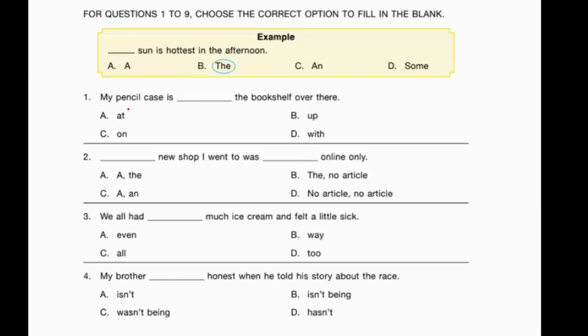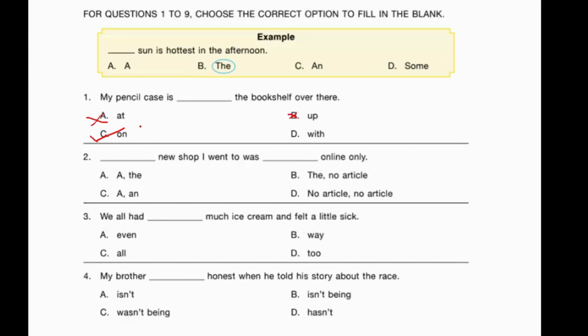Okay, but here it is just about the position. So we can't use this first option. And then coming to the next one, up. The pencil case cannot be up the up shelf, so this is also the wrong option. Next, the third option is my pencil case is on the bookshelf over there. Yes, we can use this preposition here.